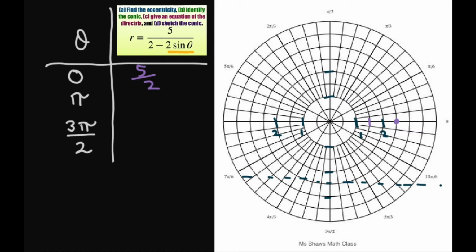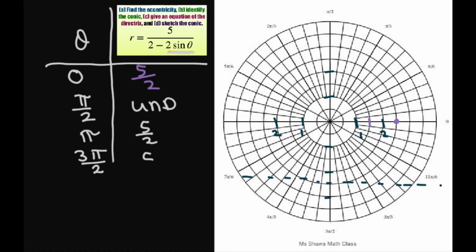All right. At pi divided by 2, I forgot pi divided by 2. So at pi divided by 2, let's do that one. You're going to get 2 minus 2, which is undefined. That's why I left that out. All right, so at pi, we're going to get also 5/2. And at 3 pi divided by 2, we're going to get 5/4.